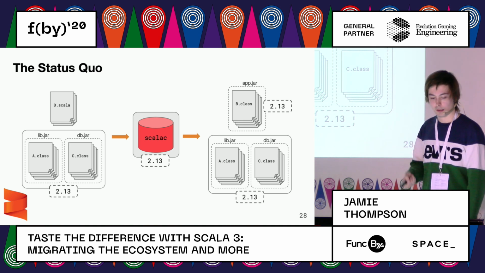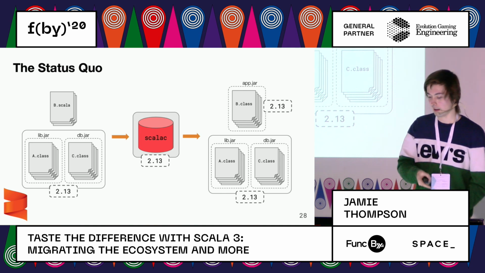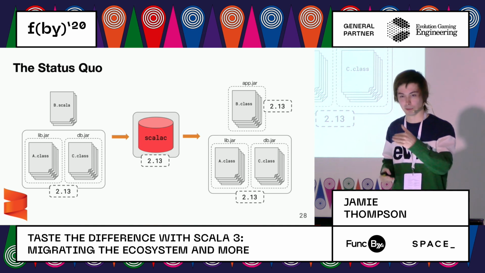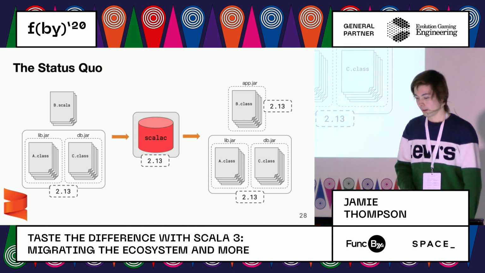So here we have B Scala, a new application that depends on these two libraries, and we take the 2.13 tag, and then we recompile and publish that with the 2.13 tag, and because they're both 2.13, they then link at runtime.